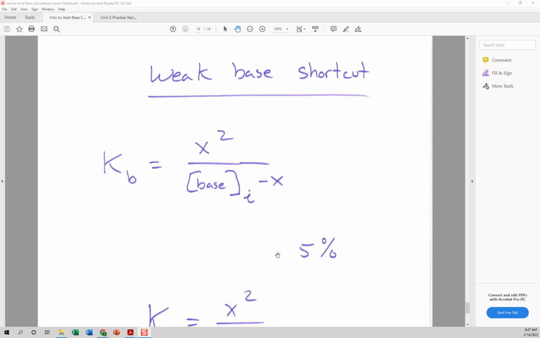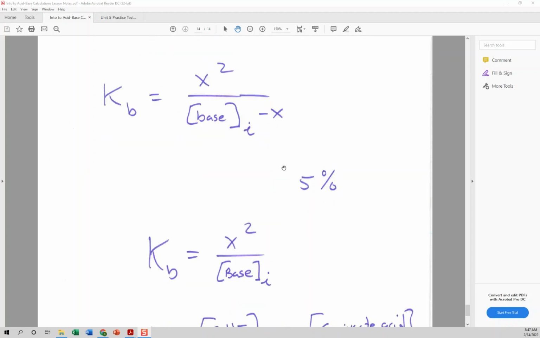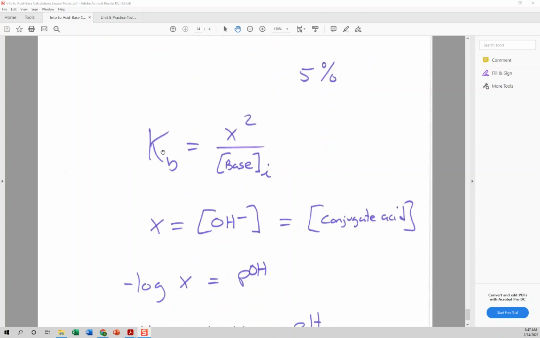We can do the same thing with a weak base. A weak base shortcut would always end up with this. If we set up our Rice chart, we'd end up with X squared over the initial concentration of the base minus X. We'd 5% rule that X, and we get the shortcut. But you have to understand, if it's a Kb shortcut, because you have a weak base, X does not equal hydronium, X equals hydroxide. It also equals the conjugate acid of the base, which we'll talk about, which is kind of like A minus for the acid shortcut.